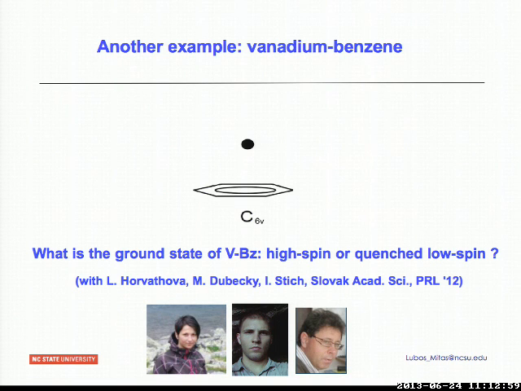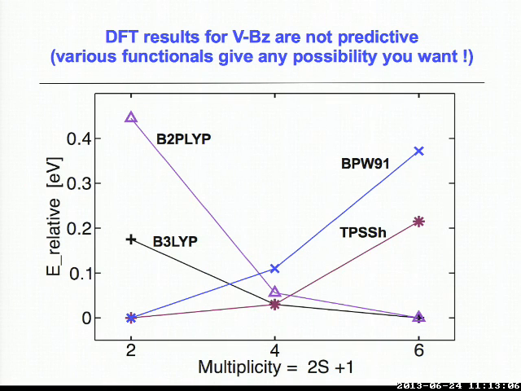And actually, it was not clear whether this is high spin or low spin. So we would plug in something, and these are various functionals which you can use. They have various types of things in them, and you get this picture, okay?